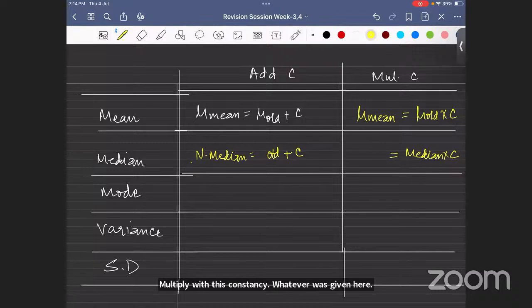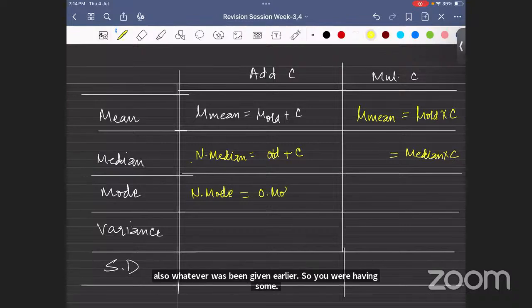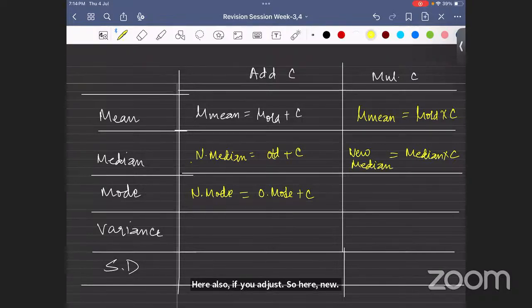Okay. Now the mode, the new mode. Here also whatever was given earlier. So you were having some old mode, and here also if you adjust, the new mode equals the old mode times constant C.